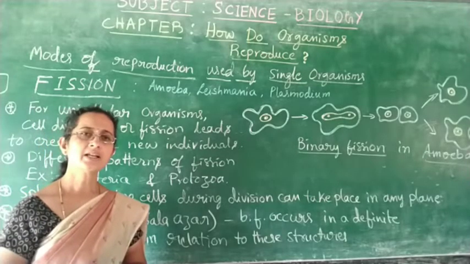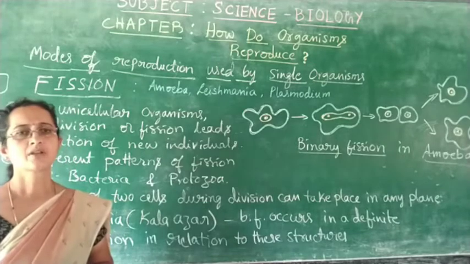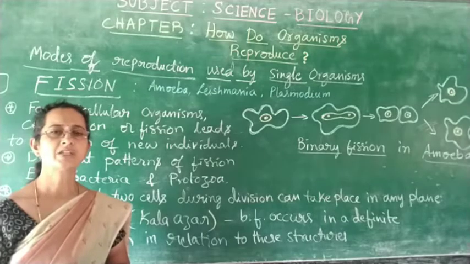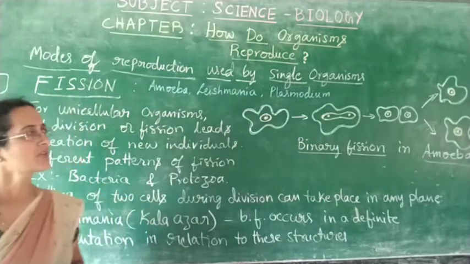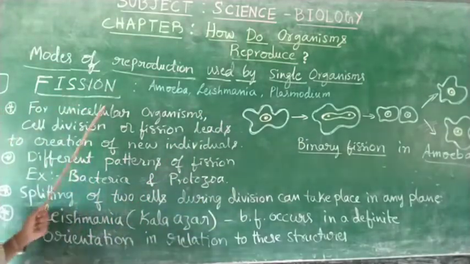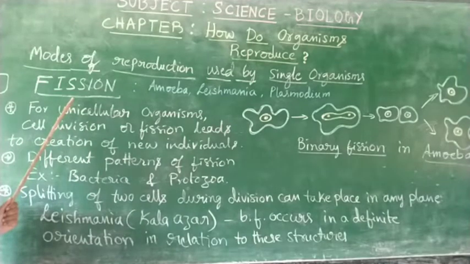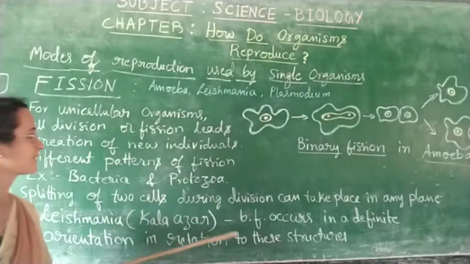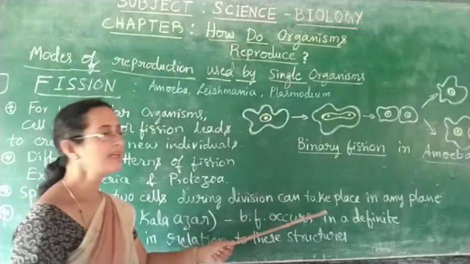But in primitive organisms like unicellular organisms, we find the asexual method of reproduction involving only one individual. Examples can be seen in amoeba, leishmania and plasmodium, where we can see fission, which is considered binary fission. This takes place in unicellular organisms where the cell divides into two equal halves, which leads to the creation of new individuals. In amoeba, the splitting of the cell during division can take place in any plane.